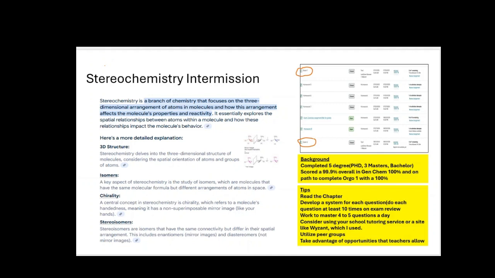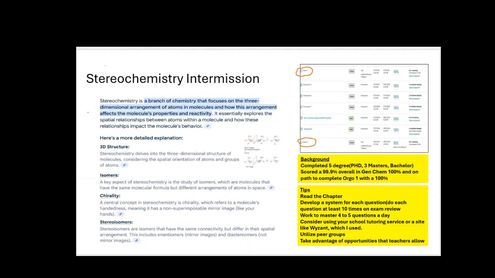So my advice for this one, and I had the tips here, is to read the chapter, develop a system for each Alex question. If you are able to, practice those questions at least 10 times, and then work to master 4 to 5 questions a day if possible, and consider using either your school tutoring service or a tutoring service from a website. And also use your peer groups and take advantage of opportunities that your teacher allows. So for my class, on exam 2, we got to use a small cheat sheet to help us out as need be.